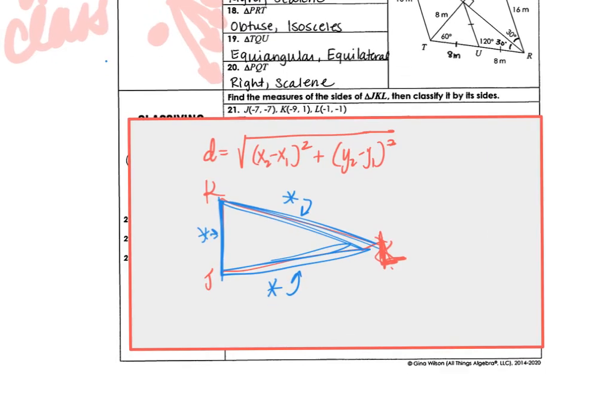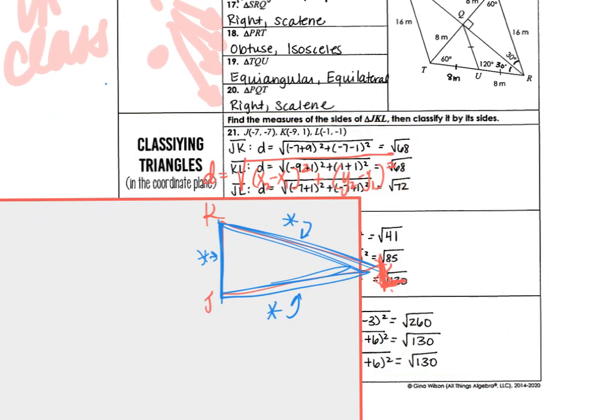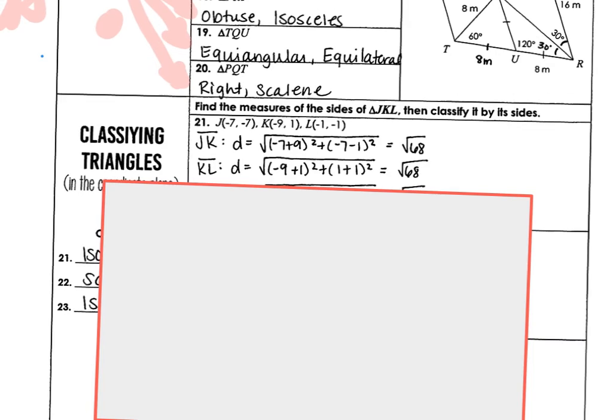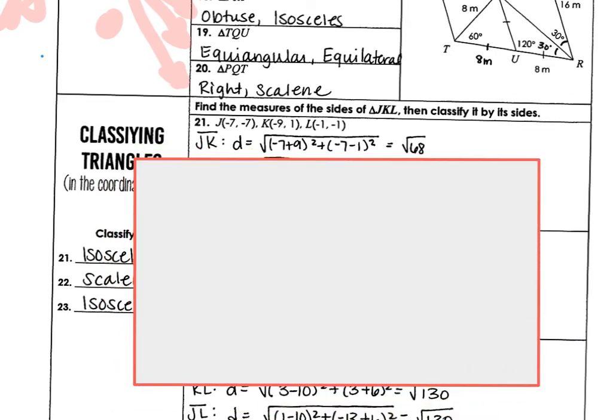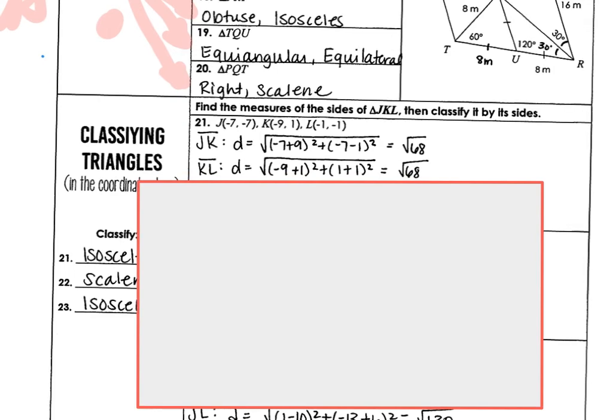So let's find the distance. Let's find the distance for segment JK. So do this distance formula, and you get the square root of 68. Actually, just stop right there. Let's find the distance between point K and point L. That segment's measure is also square root of 68.